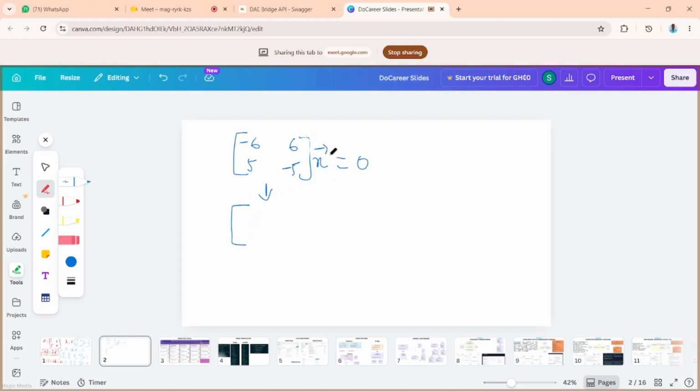For the augmented matrix, this side is now 0, 0, 0. So you fill every side with zeros. So it will be negative 6, 6, 0, 5, 0, negative 5, 0, 5, 0. So you just bring in 0, 0 here against it. This becomes the augmented matrix. Right? So from the augmented matrix, you now do your REF, like row echelon form.